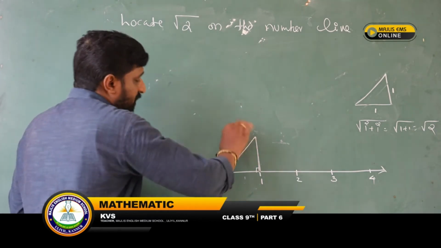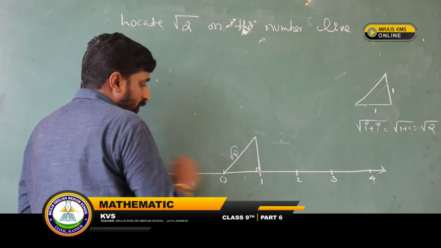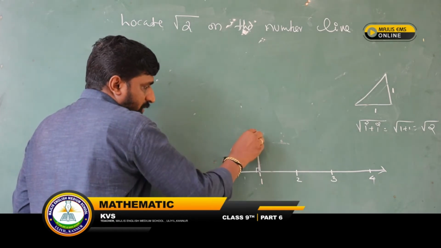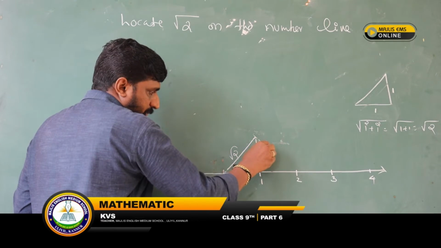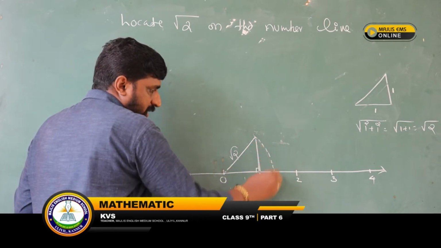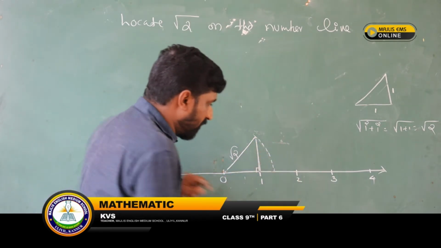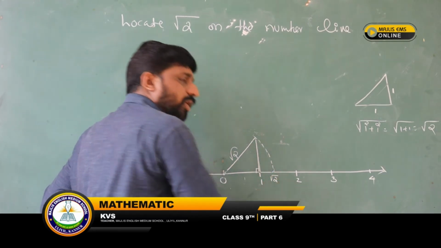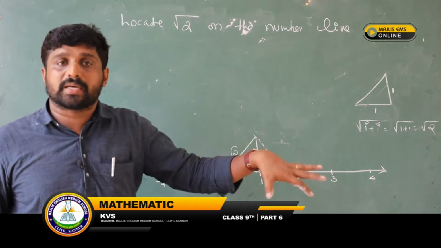Take your compass and we can draw like this. Then we can draw an arc like that. We got an arc like this that will intersect the number line at one point here, and that is considered as root 2. Now we have located root 2 on the number line.